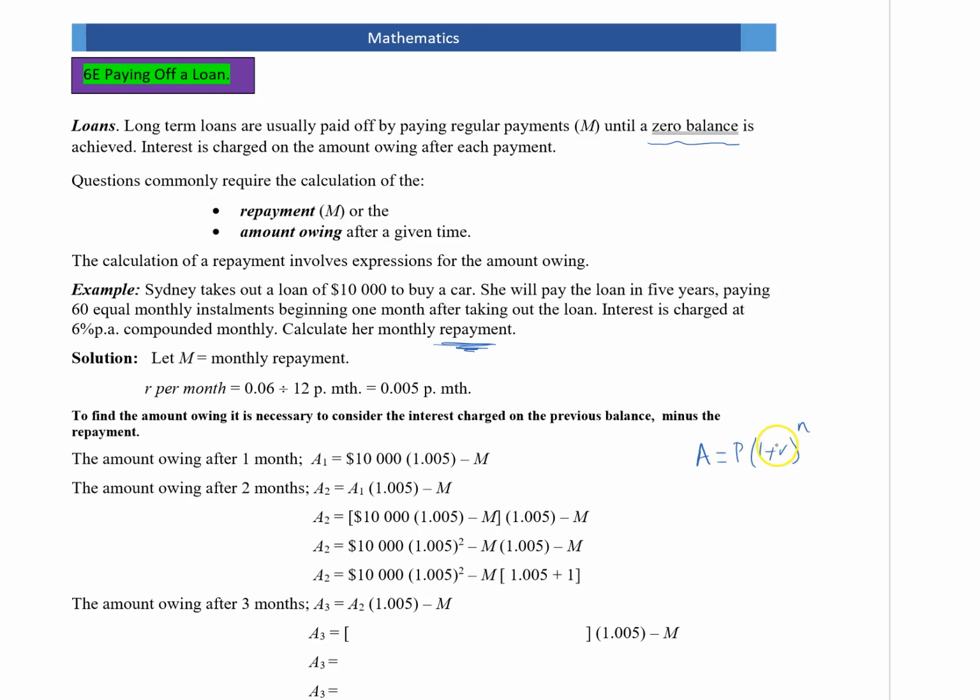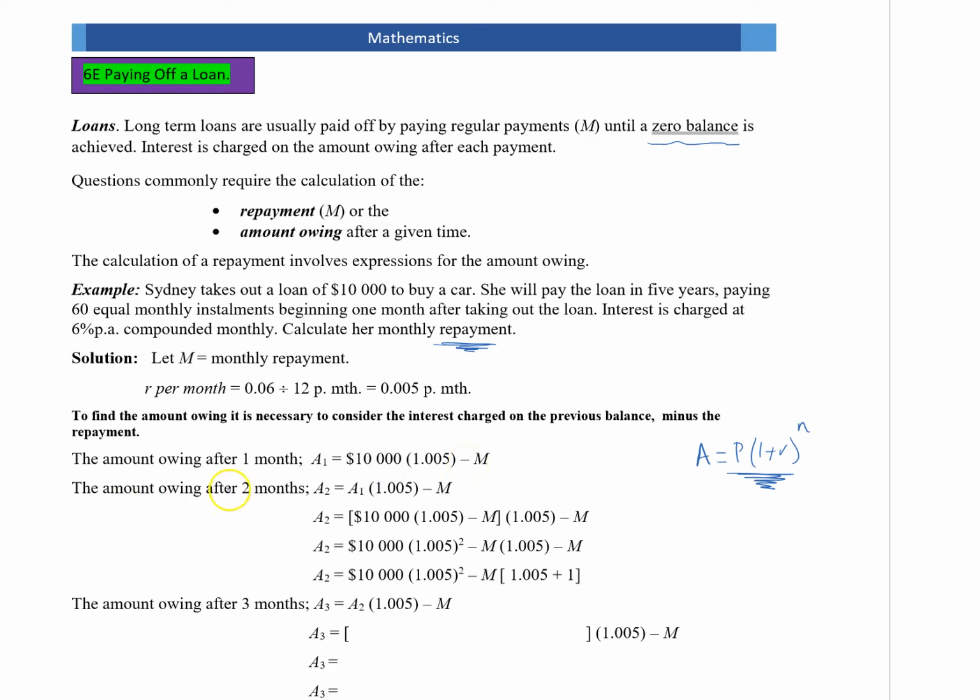So adding on the interest at 12% per annum, or 0.005 per month. So at the end of 1 month, that's how much is owed. But at the end of a month, a payment is made, hence the minus M.